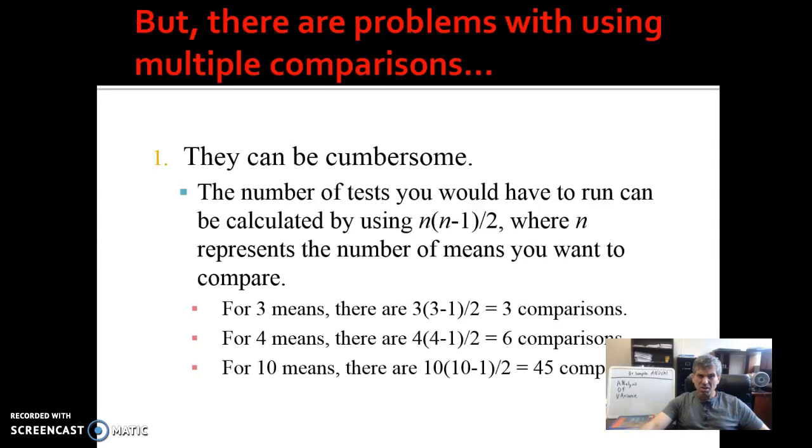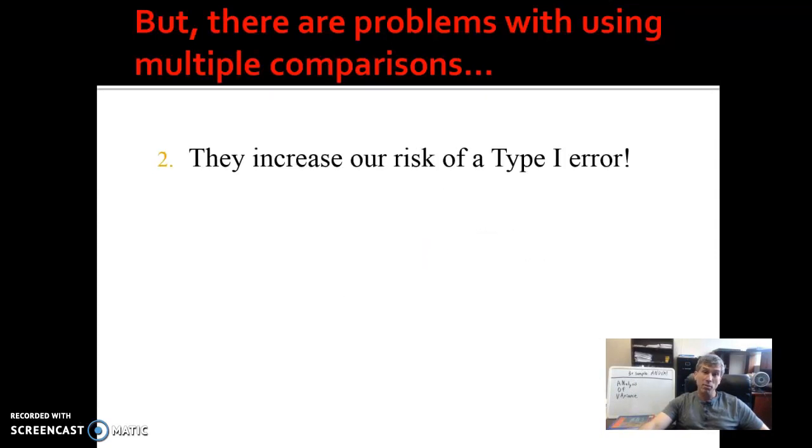So does the cumbersome thing really matter? Well, maybe not if you're using software, but there's an even bigger methodological problem that's created. Remember when we talked about type 1 errors, those decision errors, those false positives. We said these are really, really bad in research. We want to minimize their probability. And we talked about the idea called alpha inflation.